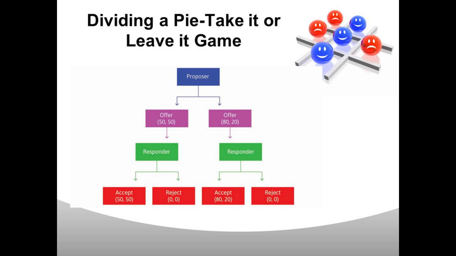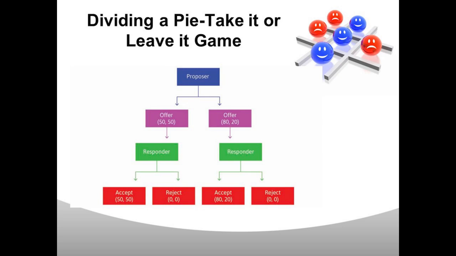We start by thinking about the simplified case of the ultimatum game represented in the game tree, normally in the book, a diagram called the game tree. The proposer's choices are either the fair offer of an equal split or the unfair offer of 20, keeping 80 for herself.